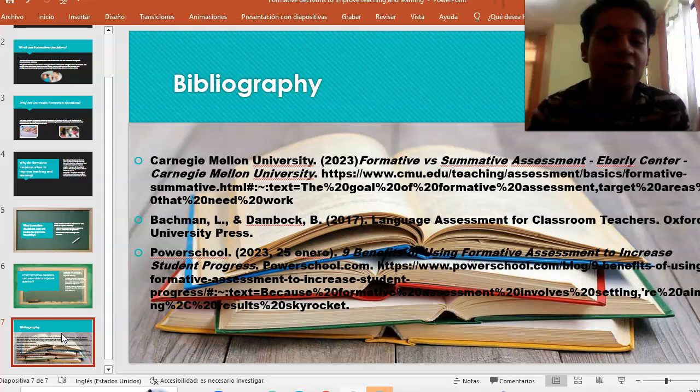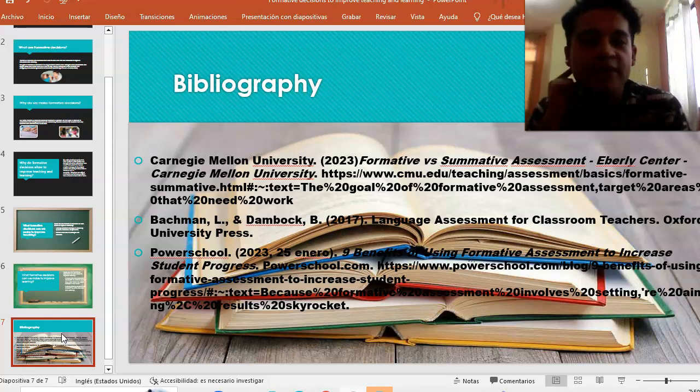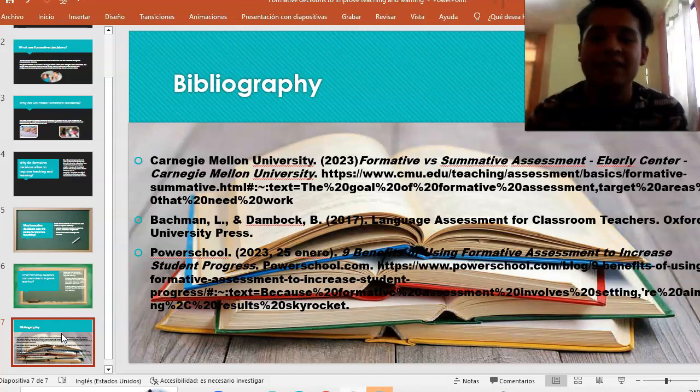I think that in conclusion, formative decisions are really helpful not only for the learner but also for the teacher, because they both work together as teachers and as learners to find what is better for both of them. So it is really important that we use formative decisions as a teacher.